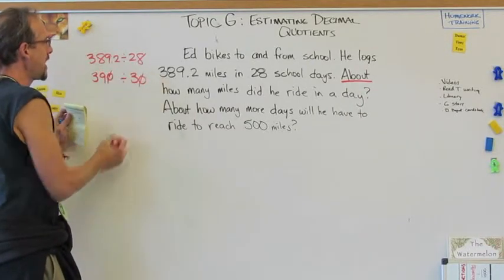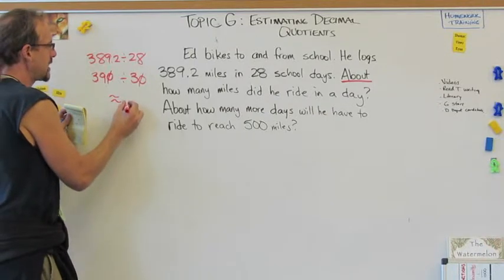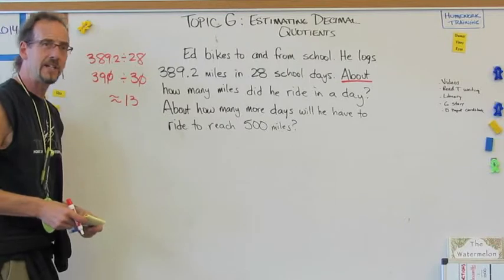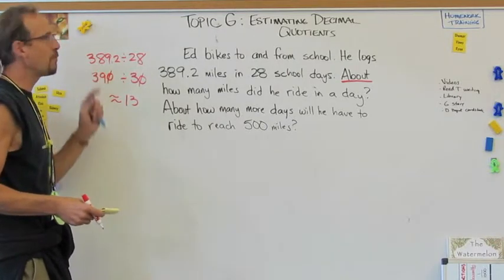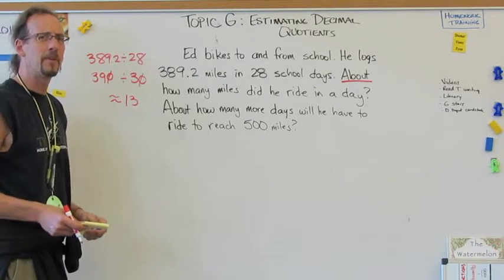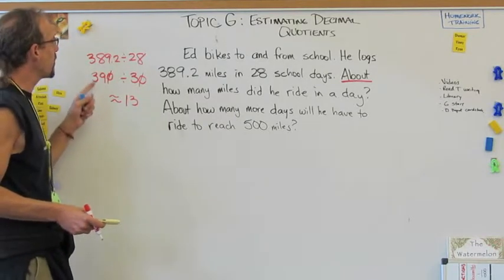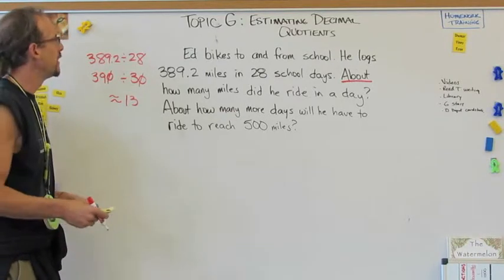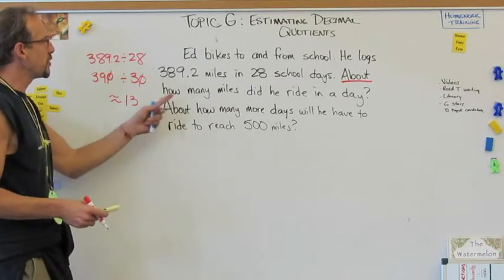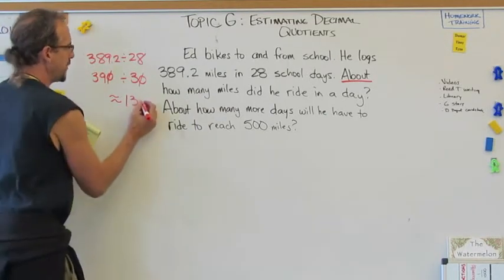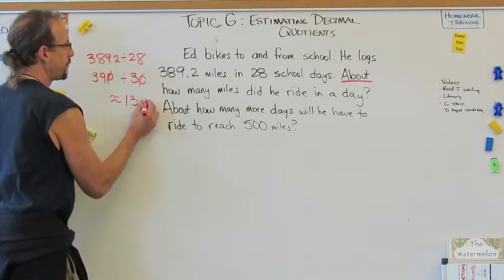Divide each by 10 and get an answer of 13. That's the kind of reasoning we want kids to do. If they round that off to 300, that's not bad, but their estimate will be pretty far away. We really want them to think to get as close as they can, quickly. Now, the answer to this question, how many miles did he ride in a day? About 13 miles each day.